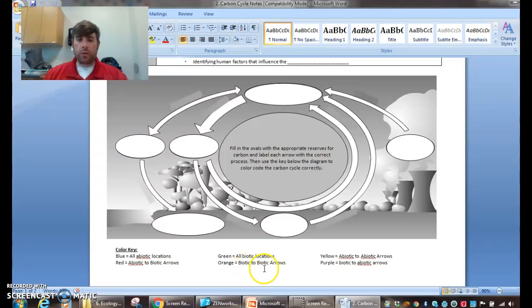Orange is biotic to biotic. That means you have biotic and it moves into another biotic location. Yellow is abiotic to abiotic, and purple is biotic to abiotic.